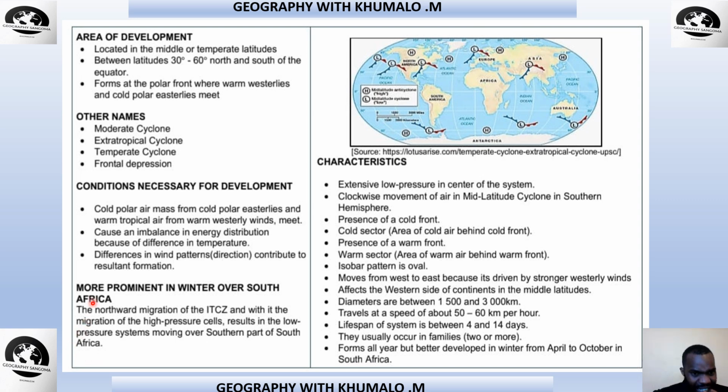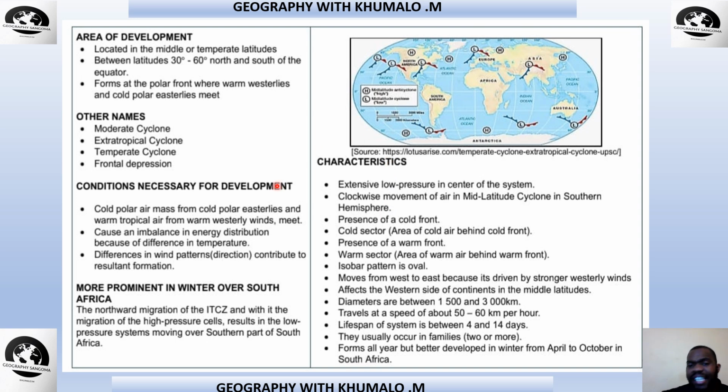So it's very, very important for you to note that, grade 12. Let's hear what I say here. The northward migration of the ITCZ and with it the migration of the high pressure cell results in low pressure systems moving over the southern part of South Africa. And then you will also be required, grade 11, grade 12, to know the characteristics of a mid-latitude cyclone. Now, remember, characteristics of something are what make up that thing. It's how you can identify it and how it behaves. It forms a characteristic of that particular weather phenomenon.